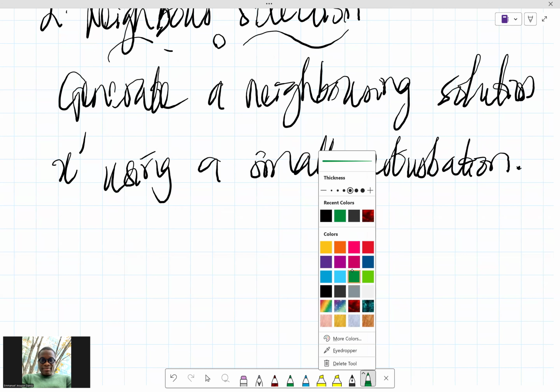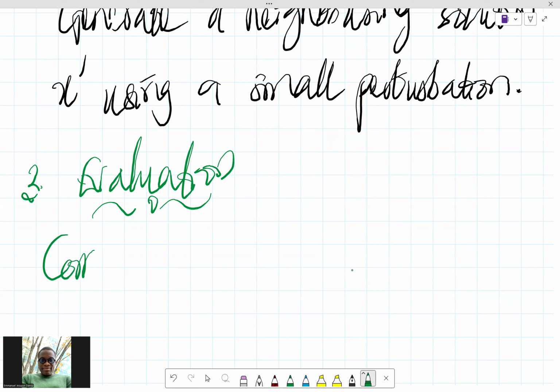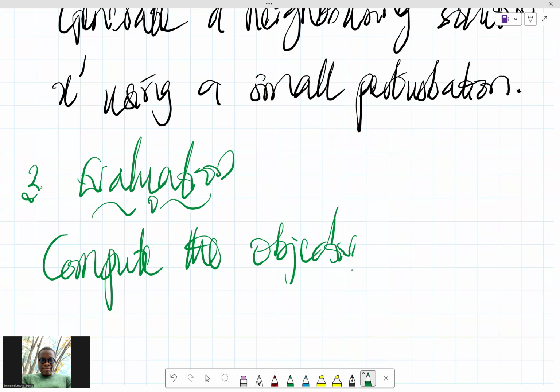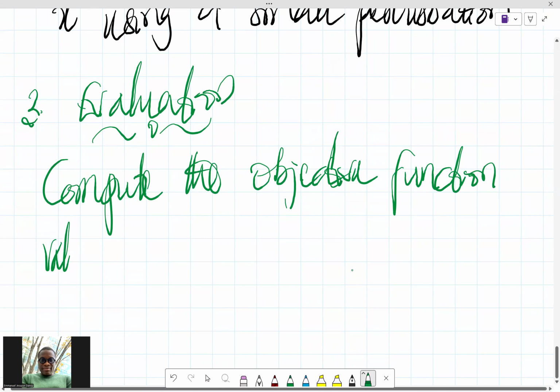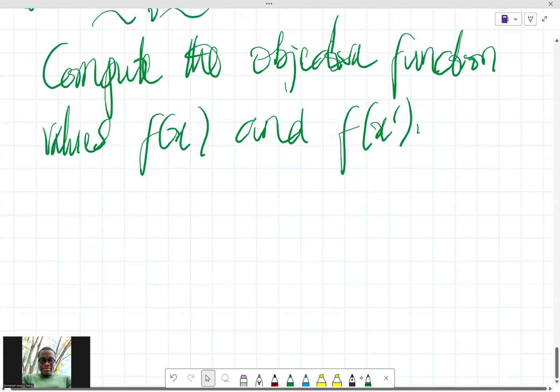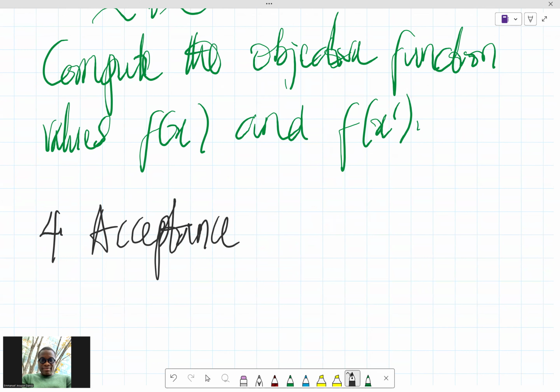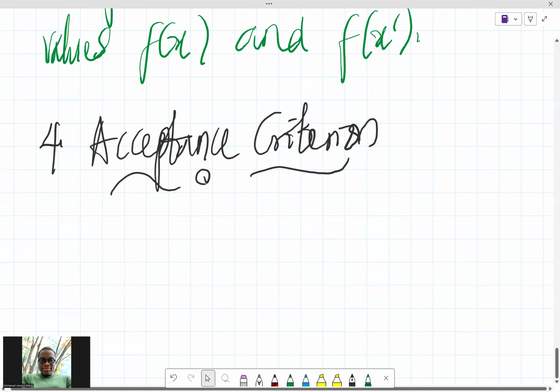Then we go for the next part, which is the evaluation. At that point, you compute the objective function values, f of x and f of x prime, the perturbed one. Then we go for the next thing, which is number four: the acceptance criterion. So how do you know that you have got the solution you want?